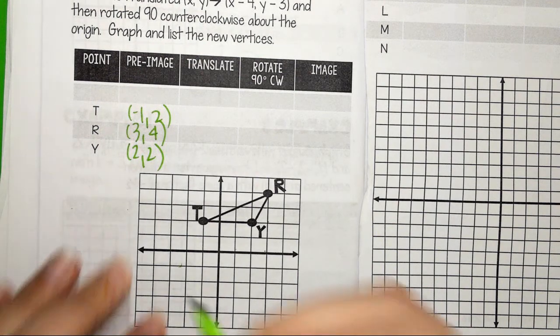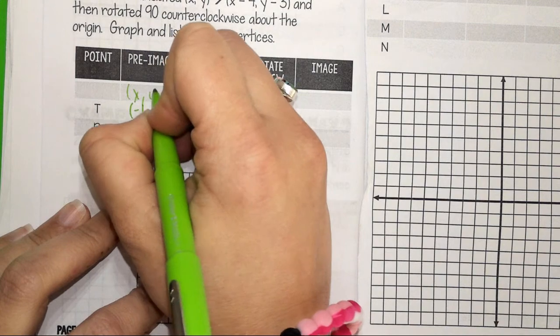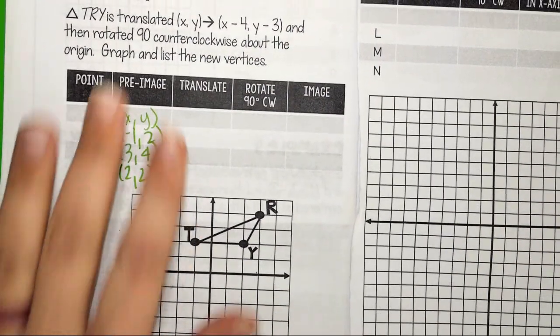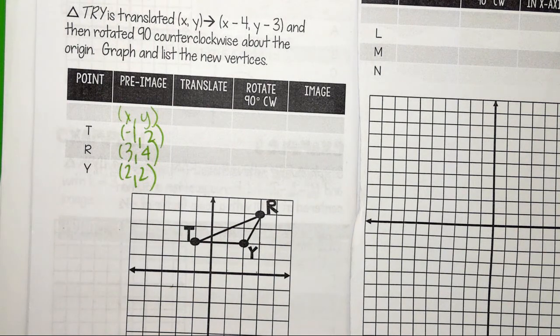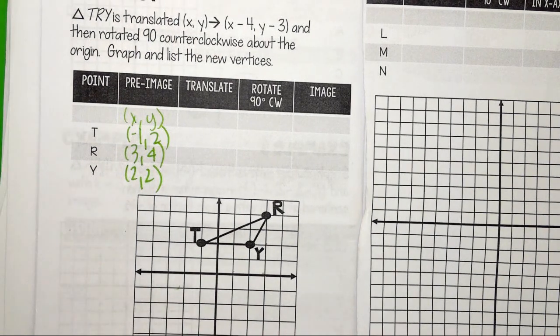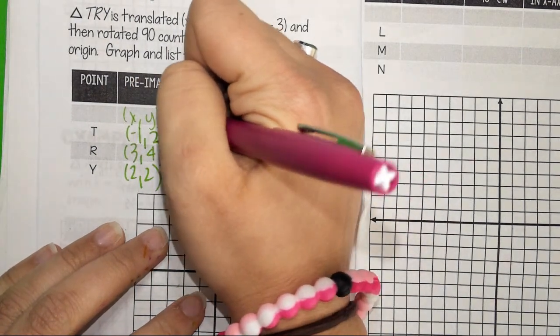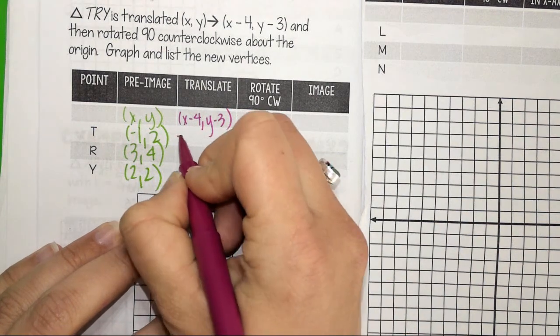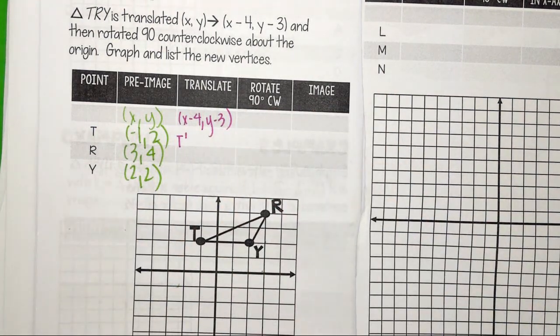You're welcome. Yes. All right, so at first we have X, Y. Now the translate, what is it? How does it tell us to translate our image? Good, take a point. So we have X minus 4 and Y minus 3. So that's going to give us T prime.